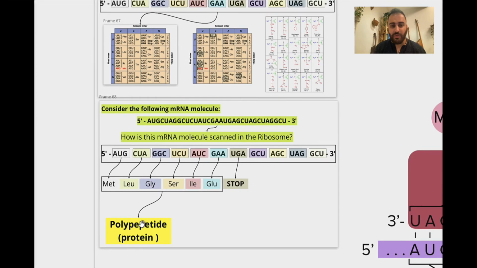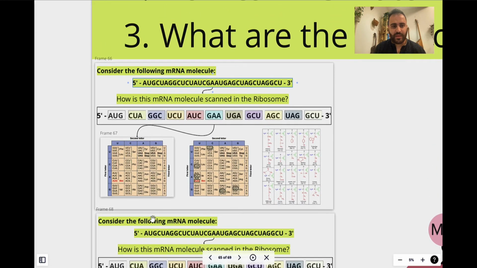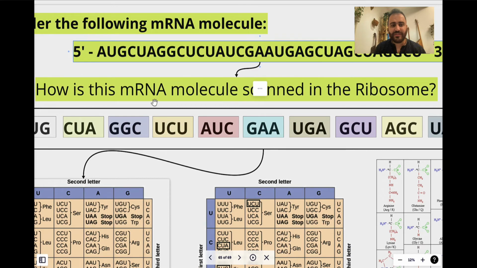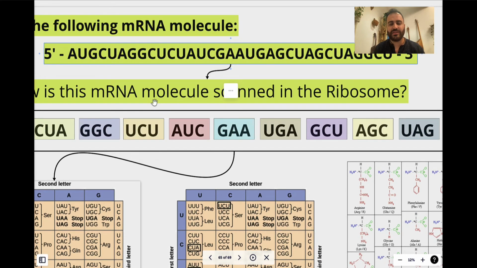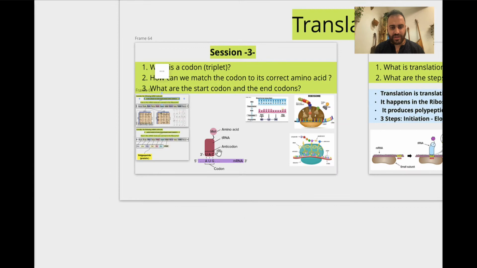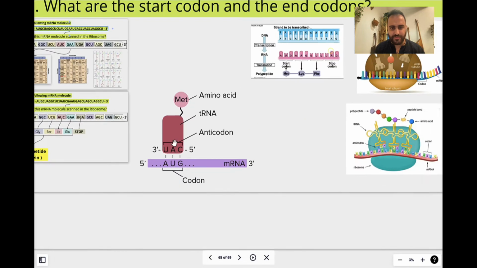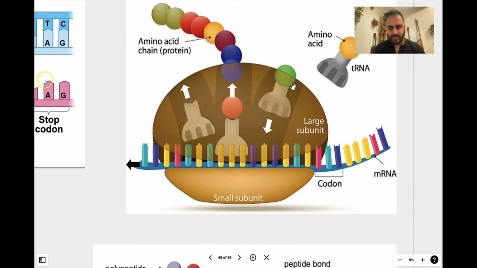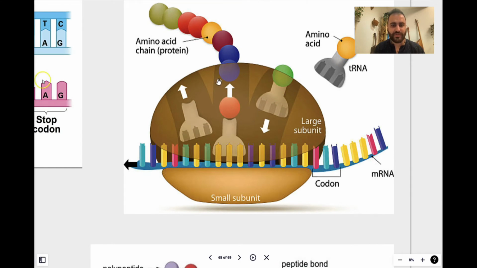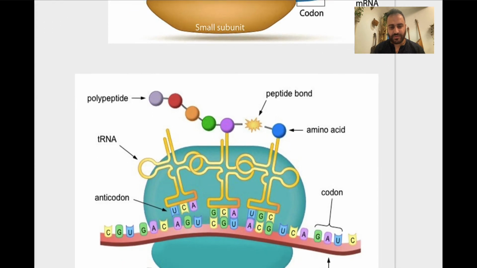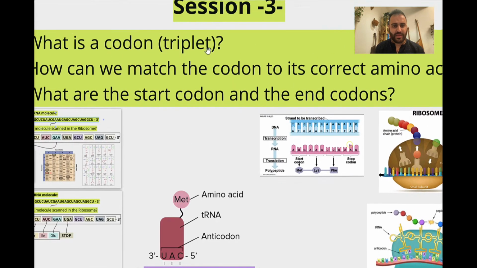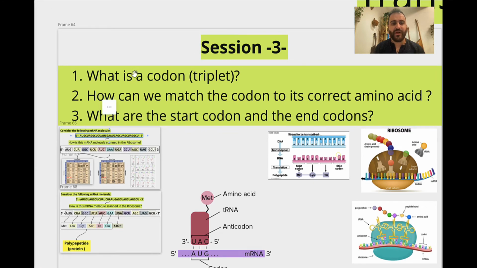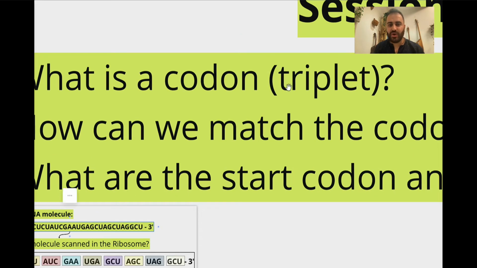So let's go back to our main question. How is this messenger RNA molecule scanned in the ribosome? After the messenger RNA goes into the ribosome, amino acids must be brought together in order to make the protein. How does this happen? In order to understand it, we need to define a new term called codon or triplet.